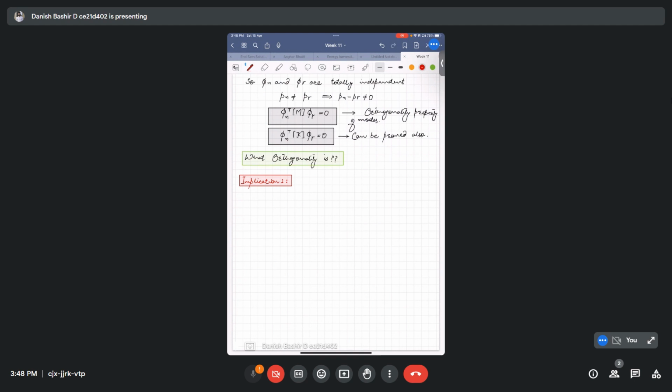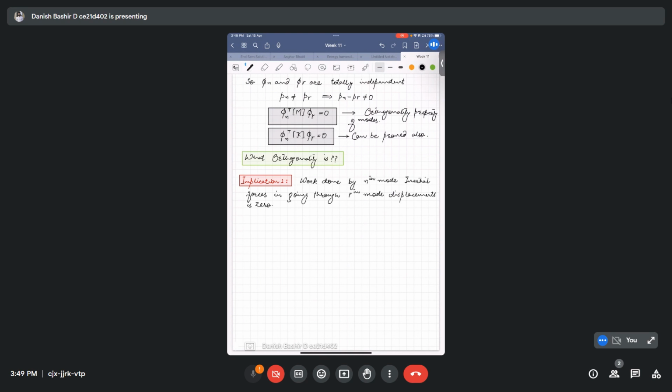Implication first is work done by the nth mode inertial forces in going through rth mode displacements is zero. Okay.